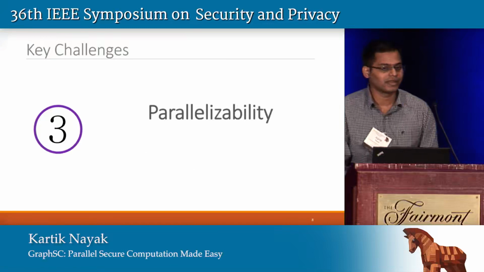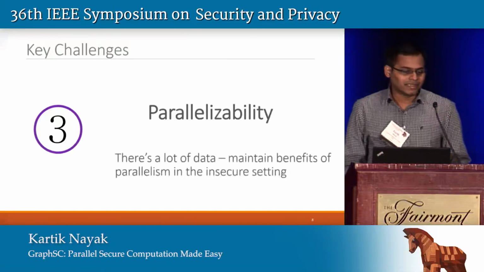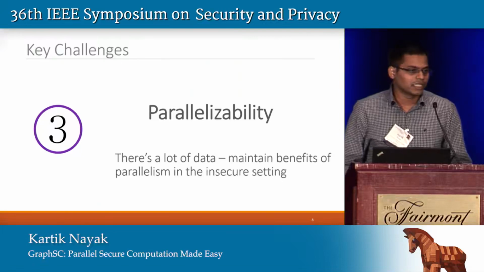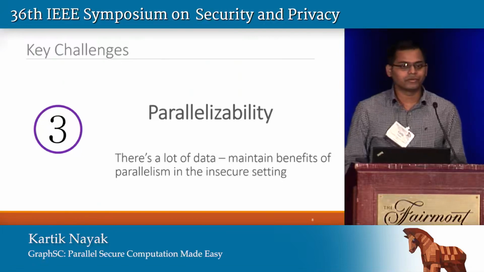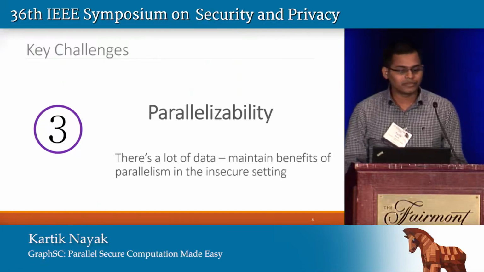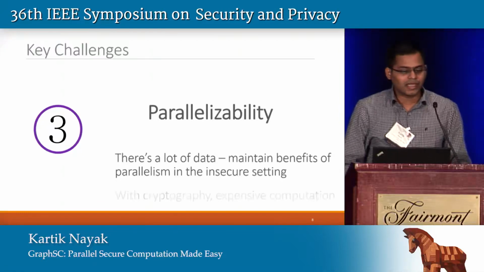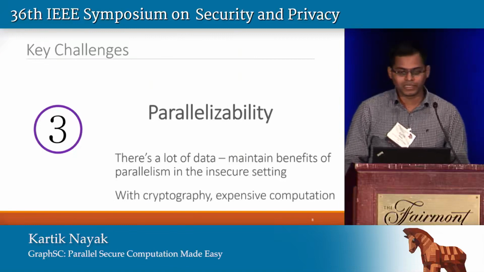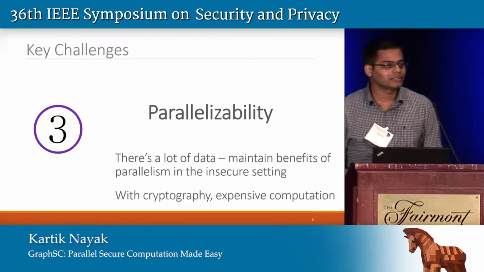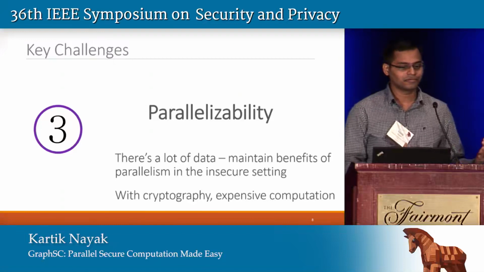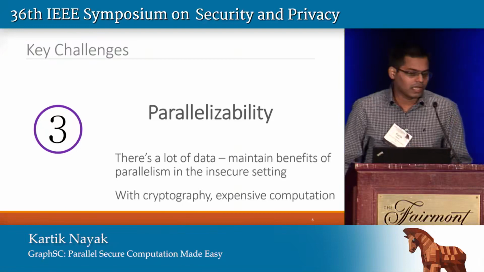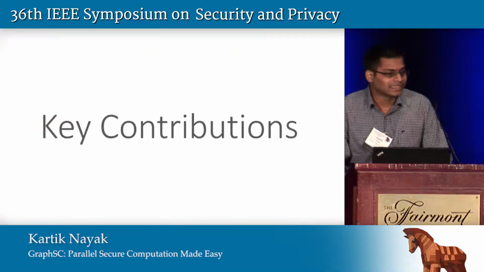And third is parallelizability. There is a lot of data existing. And even in the insecure world, whenever you want to crunch data, you end up using a large number of machines to crunch it in a short amount of time. And when we add cryptography to it, the computation is even more expensive. And hence it is of paramount importance to maintain this parallelizability when you move from the insecure setting to the secure setting. And here's how we address these challenges.